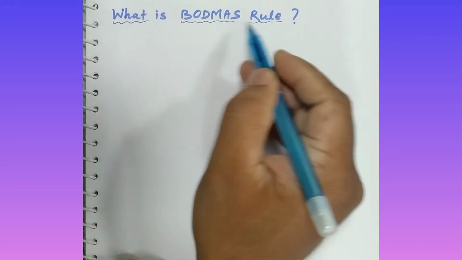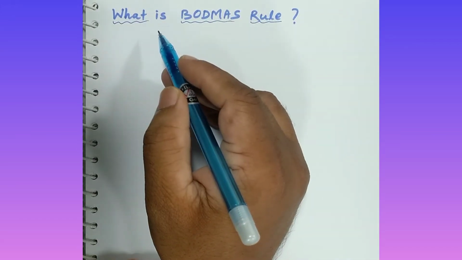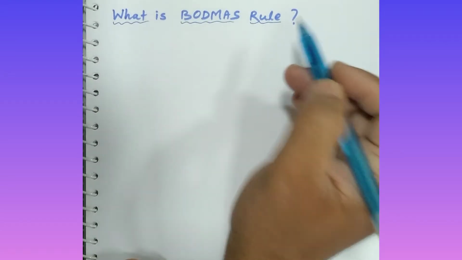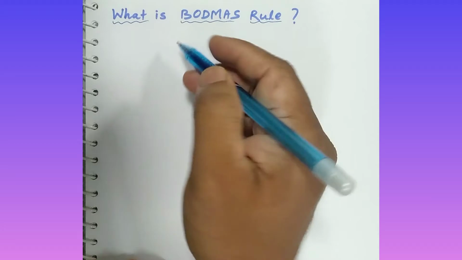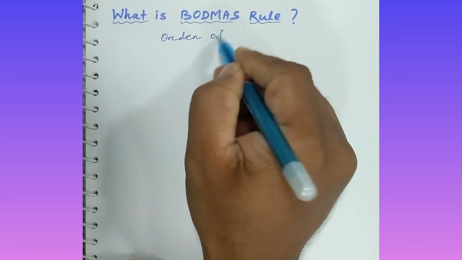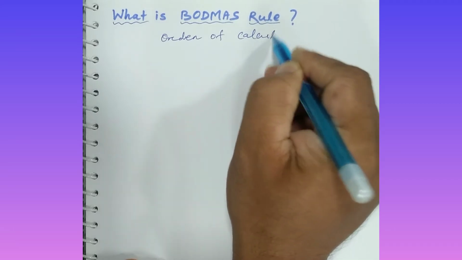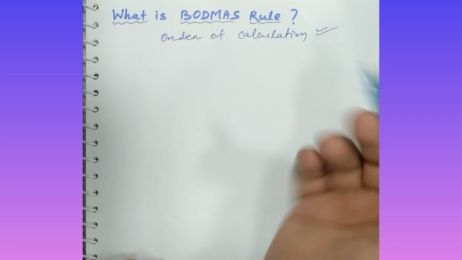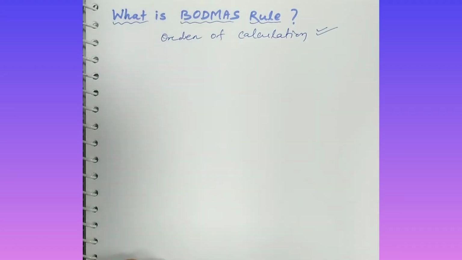Normally, the BODMAS rule is used for expressing the order of calculation. It represents in which order you have to simplify, in which order you have to evaluate. So that is the meaning of the BODMAS rule.